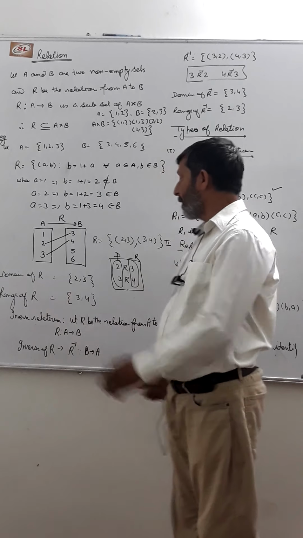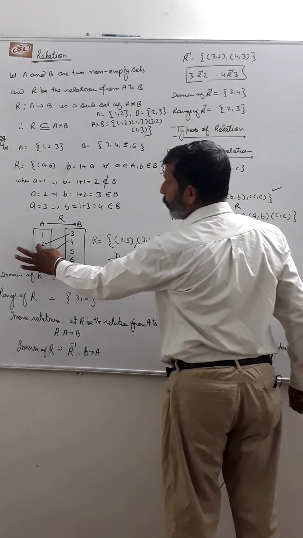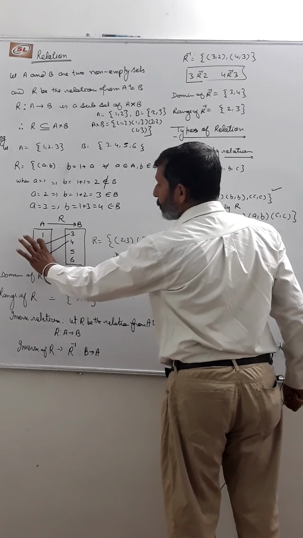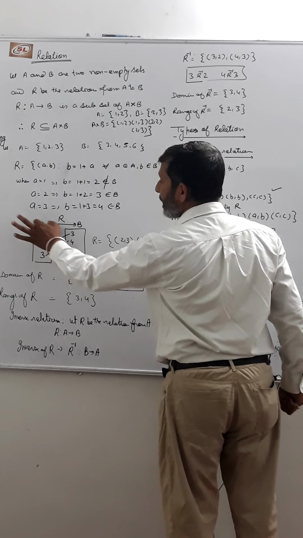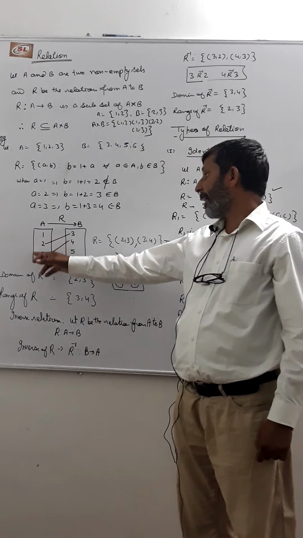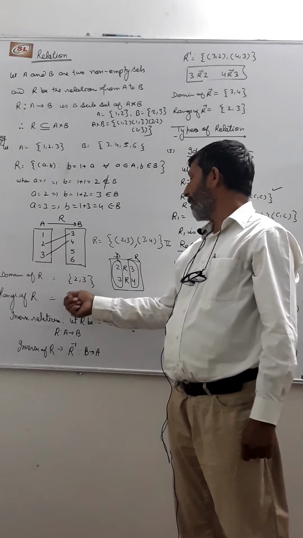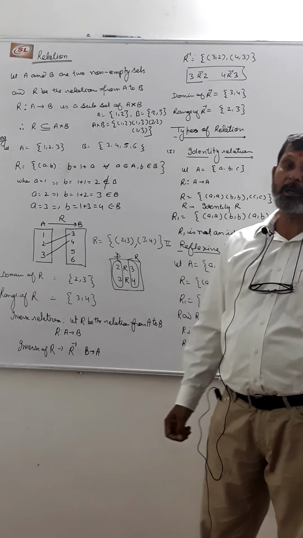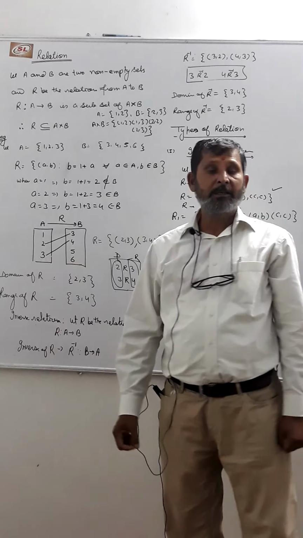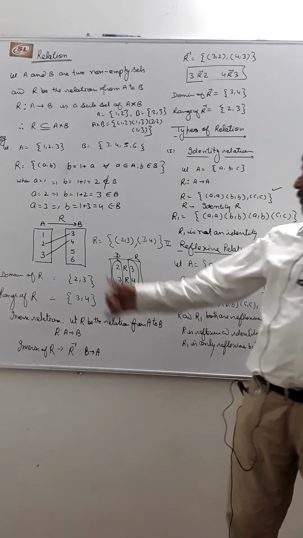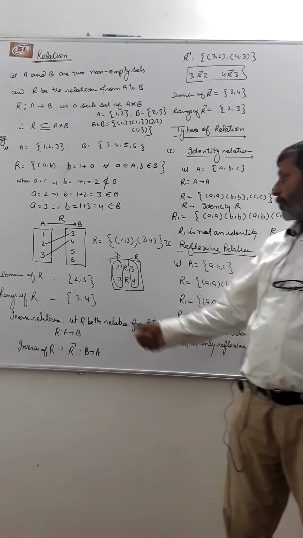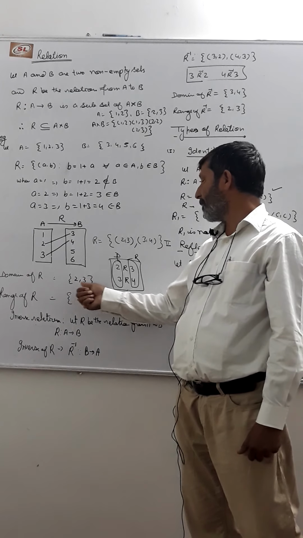So what is the domain of this relation? 2, 3, because 2 is related to 3 and 3 is related to 4. Those elements of the first set which are mapped with the elements of the second set, the set of these elements, are known as the domain. The domain always belongs to the first set. The subset of the first set which is mapped with the elements of the second set is called the domain. Therefore, the domain is 2, 3.